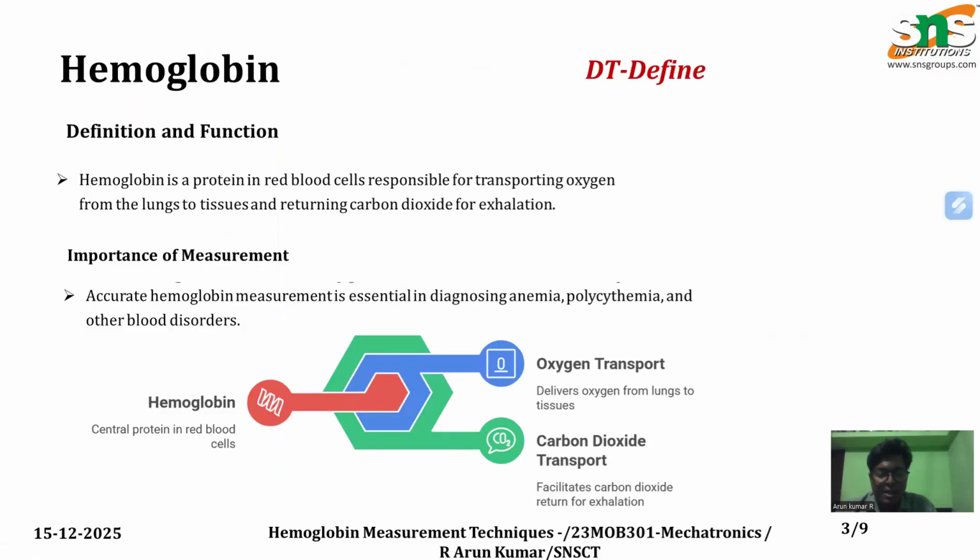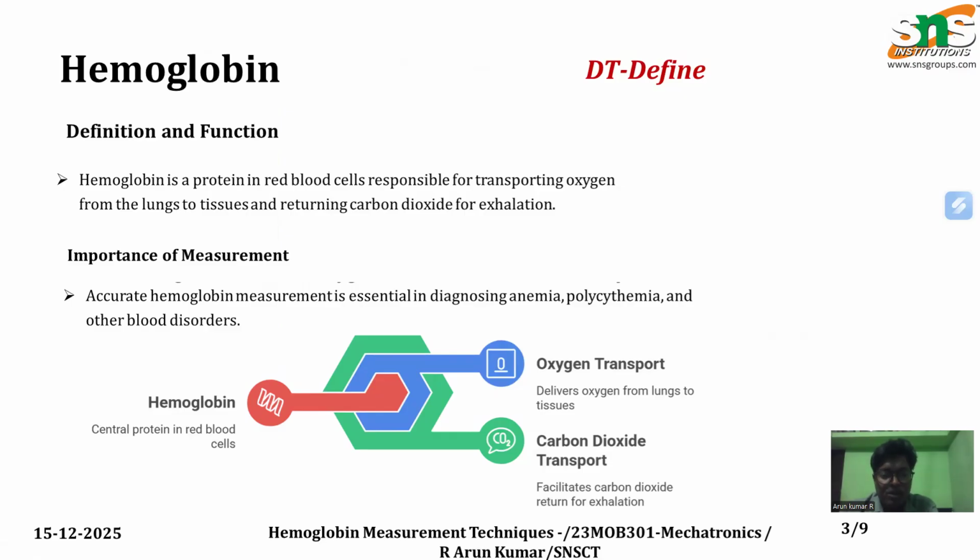Hemoglobin is a protein in the red blood cells responsible for transporting oxygen from the lungs to the tissues and returning carbon dioxide to be exhaled. Accurate hemoglobin measurement is essential for diagnosing anemia, polycythemia, and other blood disorders.